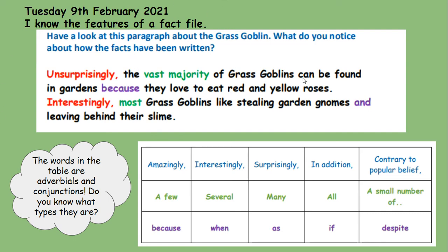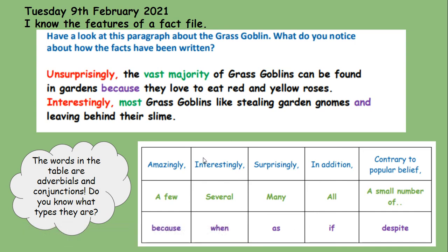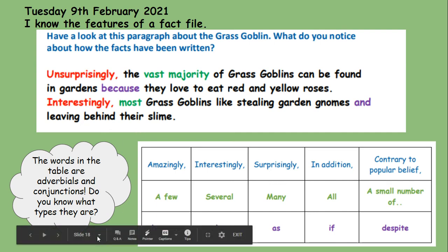What words have I used to help me join my facts together? What words have I used? Unsurprisingly and interestingly. What kind of words are they? Vast majority and most. What are they? They're telling me how many. So what kind of words are they? Because and. What kind of words are they? If we look at this table here, we have a collection of adverbials and conjunctions. But what type of conjunctions and adverbials are they? Have a think.